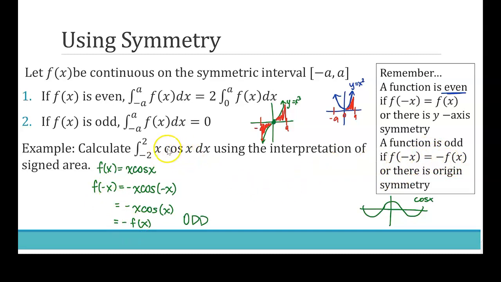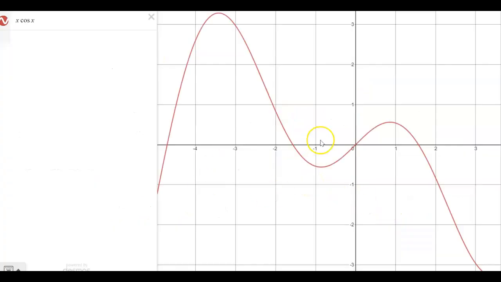So because I have an odd function, the integral from -2 to 2 of x cosine x dx, because this is odd, and because this is a symmetric interval, I need both in order to say this next conclusion, the answer is just 0. So whatever the graph looks like, and again, this right here is just the graph of cosine x. It's not the graph of x cosine x. Whatever the graph of x cosine x looks like, it's odd, and therefore the answer is going to end up being 0.